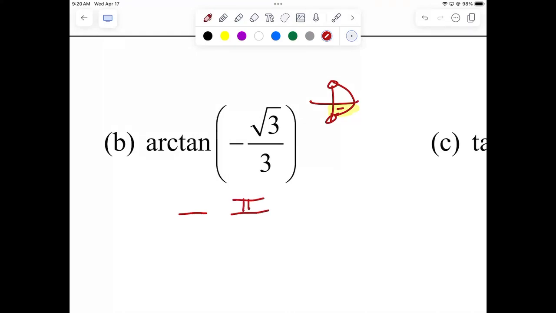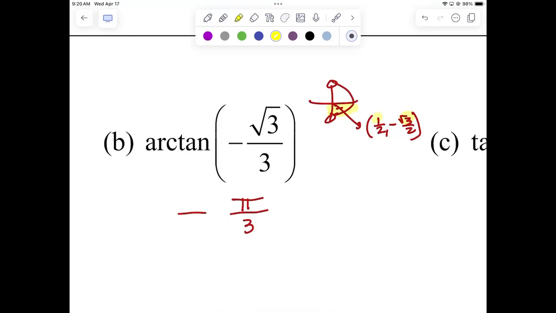Are you sure? What would be the ordered pair down there at negative pi thirds? It would be positive 1/2, negative square root of 3 halves. Correct? Is that the ordered pair at negative pi thirds? And tangent is y over x. So that would be the negative square root of 3 over 1, which is negative square root of 3. Is that what we have?